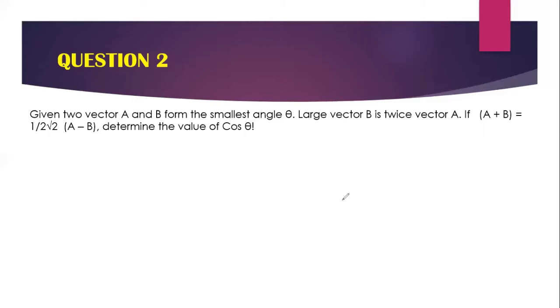Okay, students, we go to question 2. Given two vectors A and B forming the smallest angle theta, the larger vector B is twice vector A. If the magnitude of A plus B equals a half root of the magnitude of 2A minus B, determine the value of cosine theta. Okay, this question is very easy, everyone.